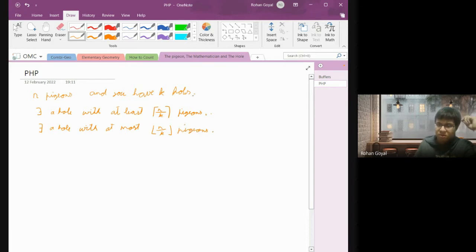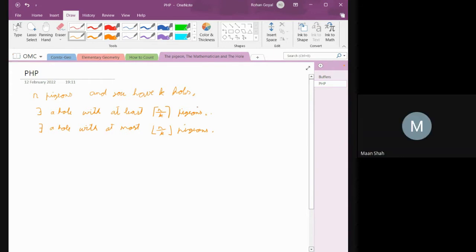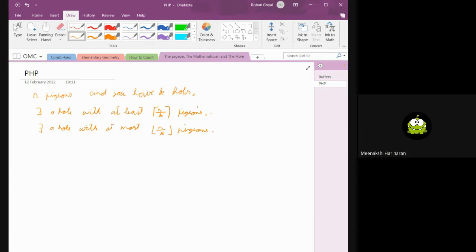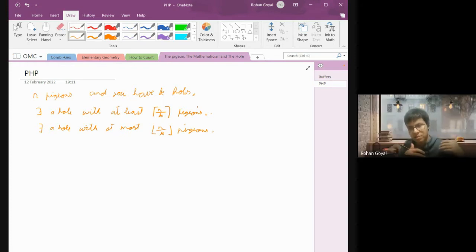Is the statement okay? Wait, what does it mean by at most floor function of n by k pigeons? I understood the first one, but not the other. Like, there is also a hole that does not have too many pigeons. If you have 3 pigeons to put in 2 holes, there is also a hole which has at most 1 pigeon, right? Oh yeah, okay. So these are the 2 parts.